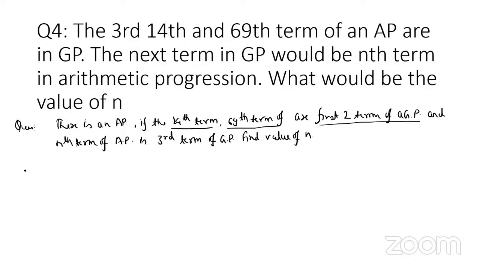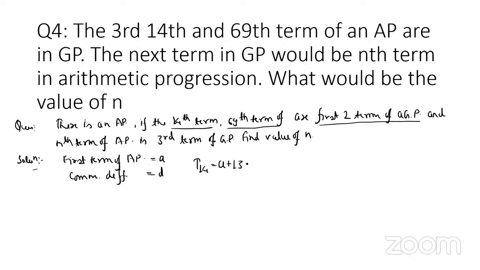So if I say that the first term of AP is A, and the common difference is small d, right? So we can say the 14th term of AP must be A plus 13d, and the 69th term of AP must be A plus 68d. We can say like this, right? And we are clearly given that these two terms of AP are the first two terms of the GP.